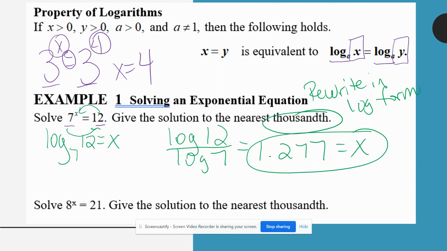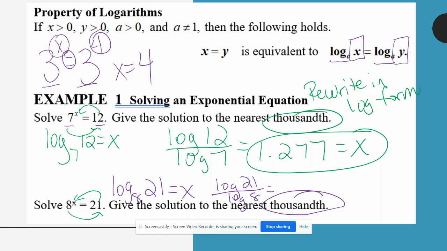8 to the x power equals 21. Again, there's no way for me to get like bases. Left, right, center, rewriting that in log form. We have log base 8 of 21 is equal to x. Again, x is alone, so I just have to figure out what log base 8 of 21 is. I can use change of base formula. Log of 21 divided by log of 8. Again, it says to the thousandth place, so that would be 1.464.